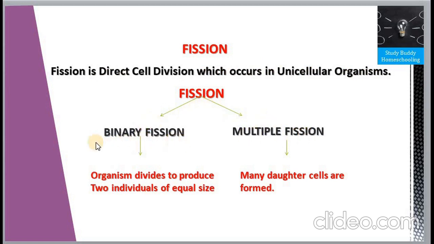As the name suggests, in binary fission, the mother cell is divided into two daughter cells of equal size. Binary means 2. So there is no genetic variation here. The daughter cells are just the replica or the clones of the mother cell. There is no genetic variation. And we have multiple fission, where from the mother cell, multiple daughter cells are formed.